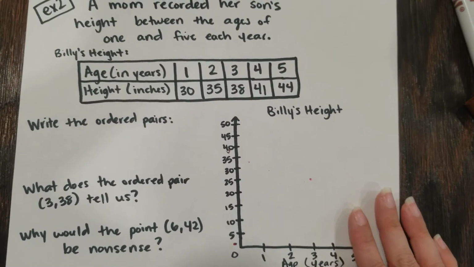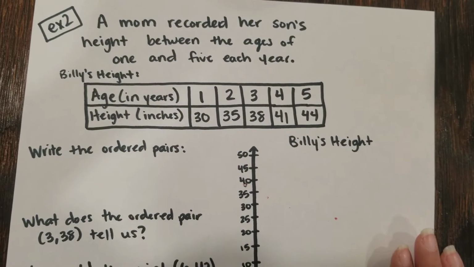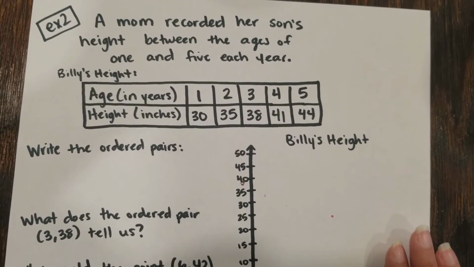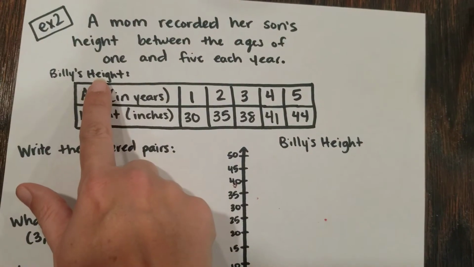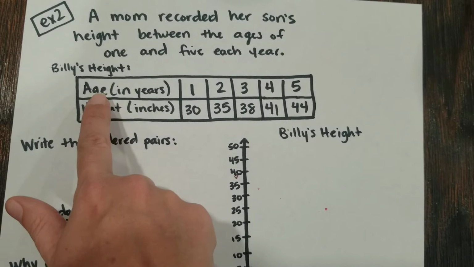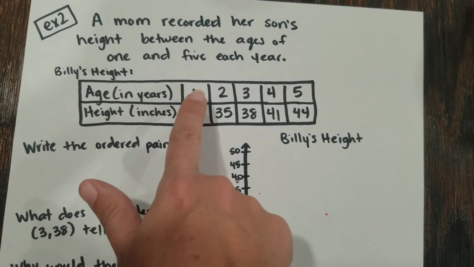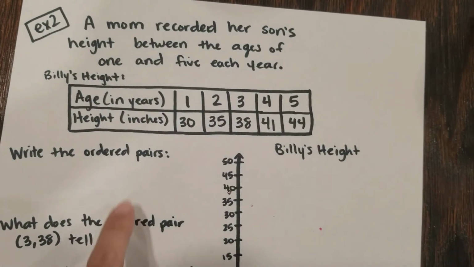Okay. Example 2, a mom is recording her son's height between the ages of 1 and 5 each year. So Billy's height, this is the title of our graph, of our data. And this is his age in years. So when he's 1-year-old, 2-year-old, 3-year-old, 4-year-old, 5-year-old. And then his height is underneath.